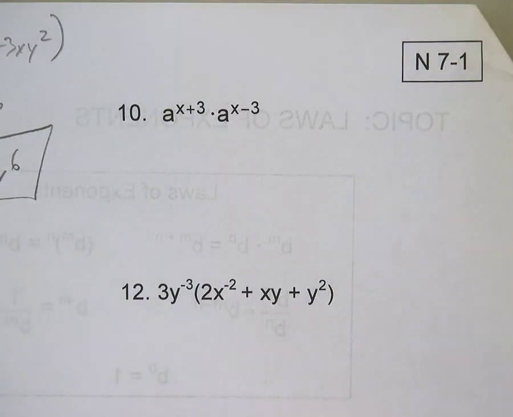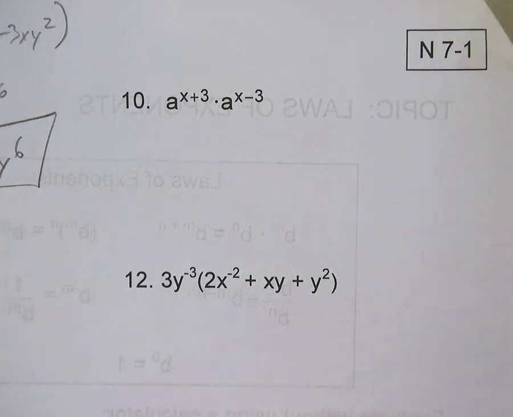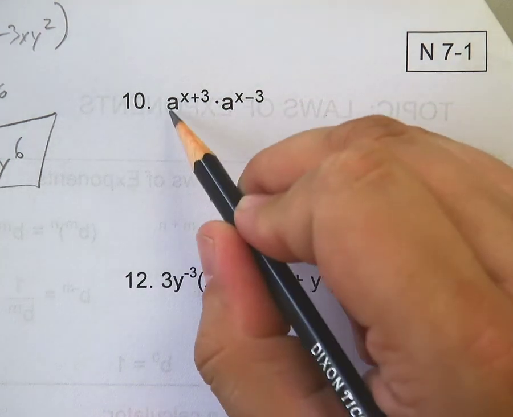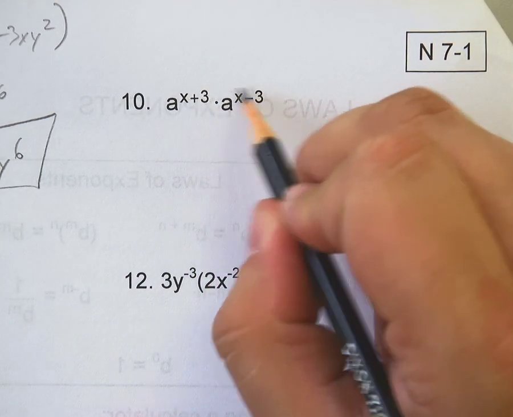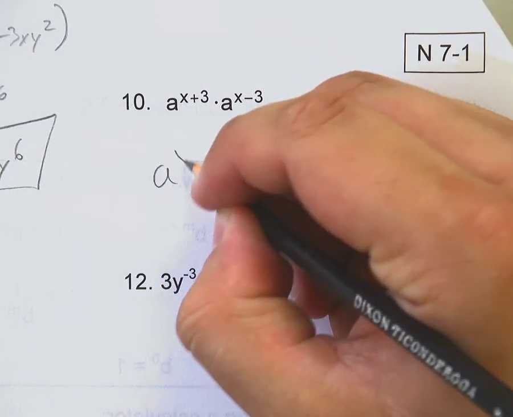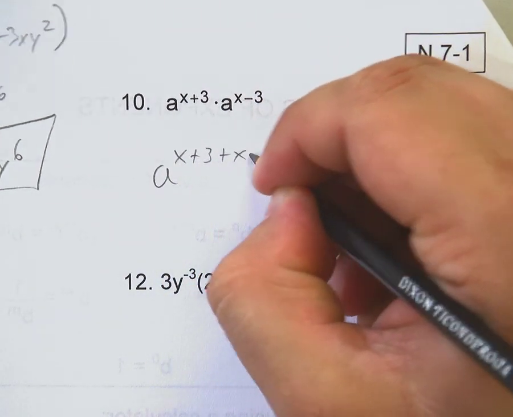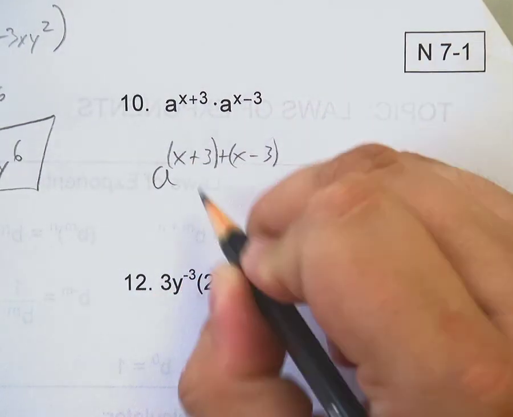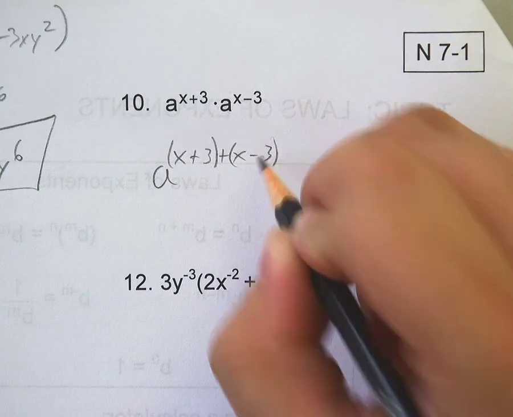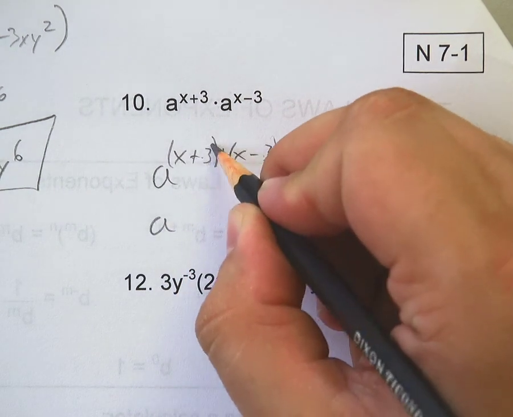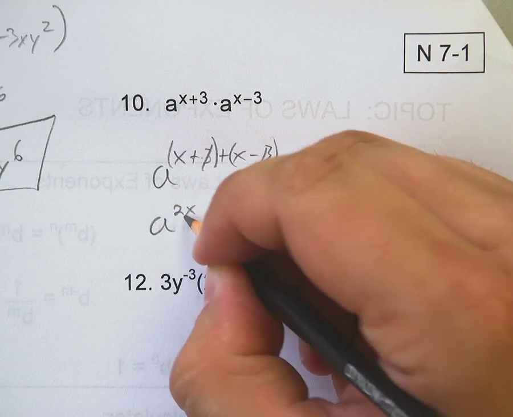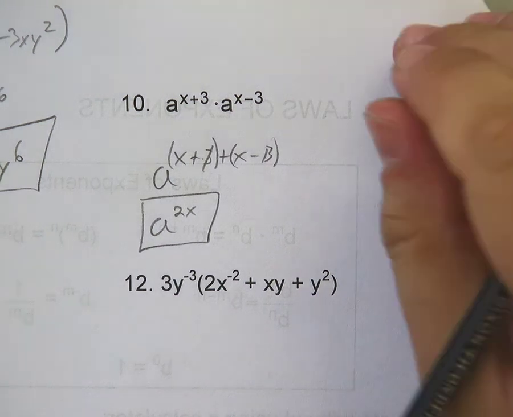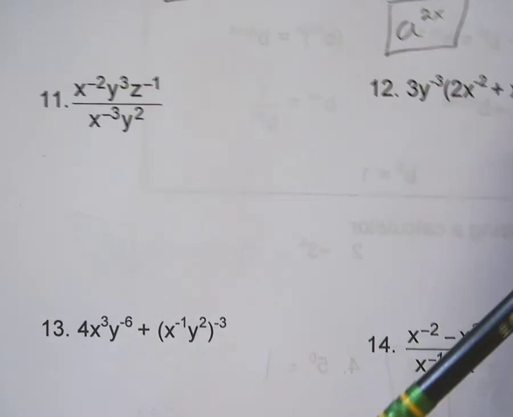Now, where we start having to rely pretty heavily on these is number 10. A to the x plus 3 times a to the x minus 3. You're multiplying like bases, so you add your exponents. This is going to be a to the x plus 3 plus x minus 3. Put parentheses in here, top exponent plus the bottom exponent. Plus 3 minus 3 will go away, x and x is 2x. None too shabby stuff. And they just get kind of crazier from here.